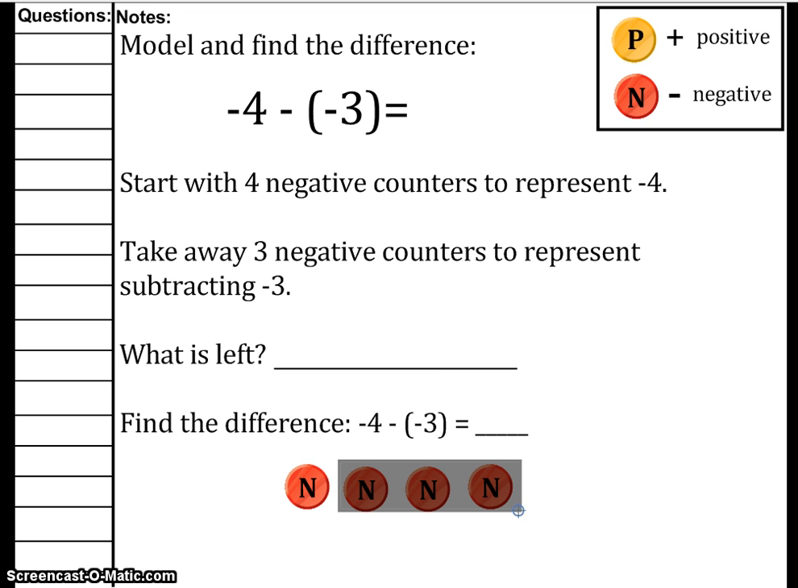So how many counters do we have left? We have 1 negative counter left. So negative 4 minus negative 3 equals negative 1.